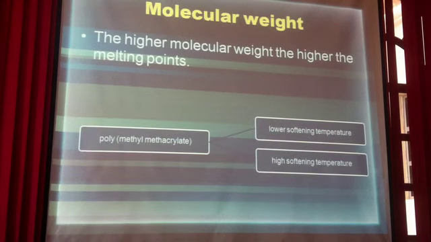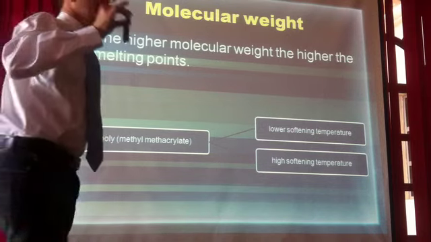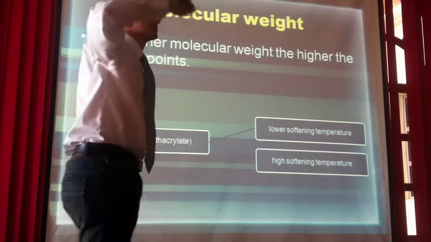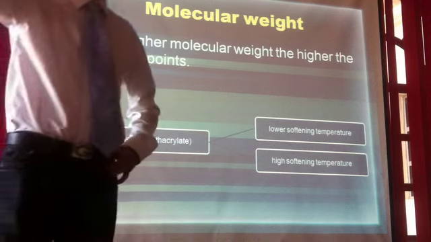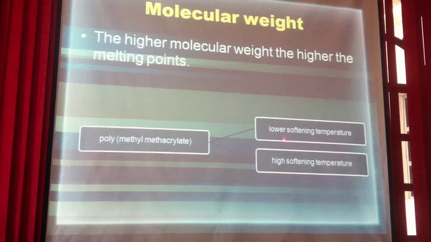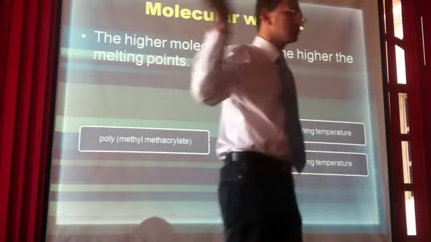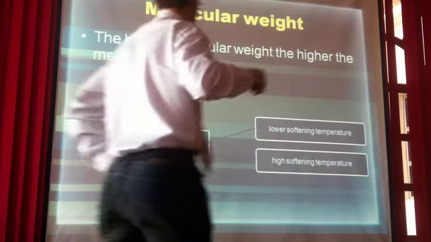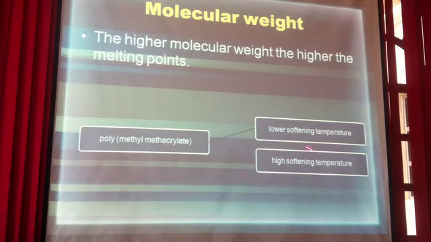Molecular weight. The higher the molecular weight, the higher the melting point. If we have high molecular weight, it's very different. We need high temperature to melt it. Now, do you remember that last time we said reversible and irreversible hydrocolloid? Lower softening temperature and higher softening temperature depend on the polymerization.